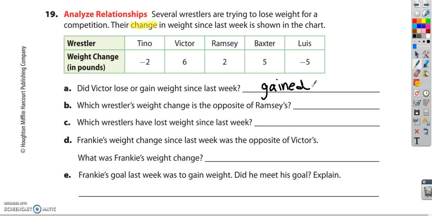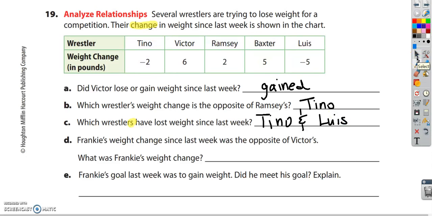Question B reads, which wrestler's weight change is the opposite of Ramsey's? We'll go find Ramsey. Ramsey's right here. He's 2, and I'm trying to find the opposite of that. Well, the opposite of 2 would be -2, so the answer to B is Tino. I'm going to go ahead and erase this because it might confuse me for my next question. Question C reads, which wrestlers have lost weight since last week? Notice they gave you a hint that we're looking for plural answers. We're looking for more than one. If you analyze the table, you see 2 negative numbers, which means Tino has lost weight, and Luis has lost weight.